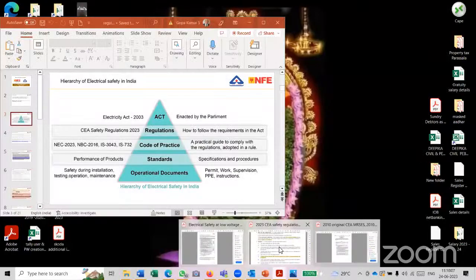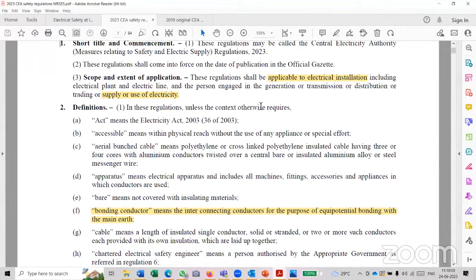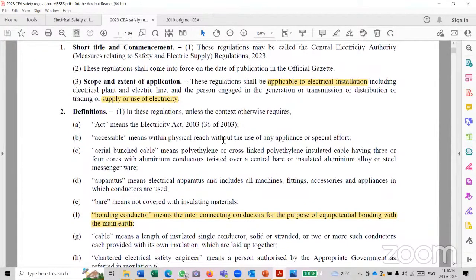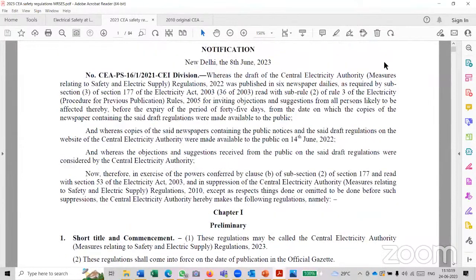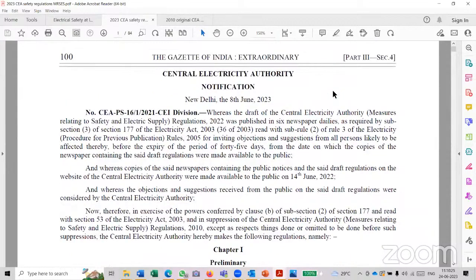Accordingly, the regulations have been prescribed. Previously, it was the Electricity Rules, 1937 and 1956. Now the Regulation 2010 has replaced all those. Now we have come up with the new Regulation 2023, that is, measures relating to electrical safety.